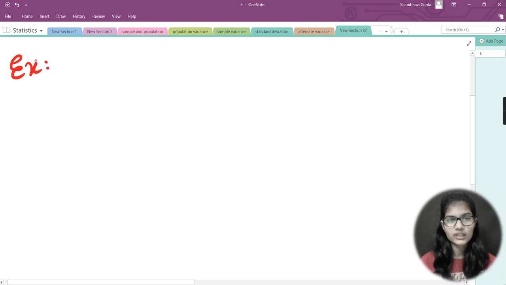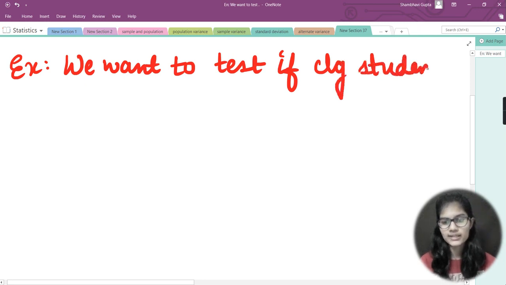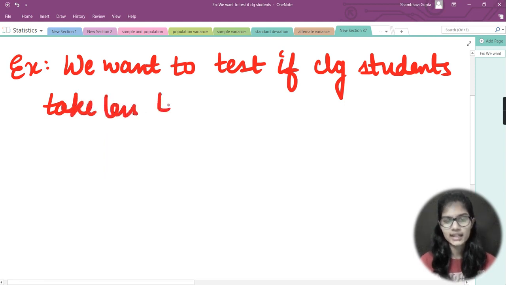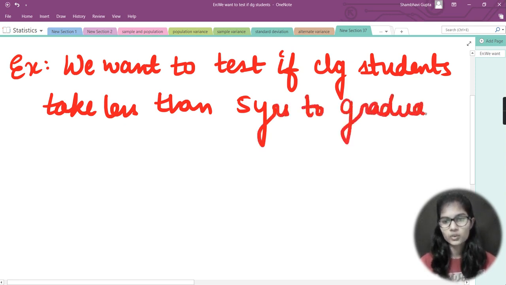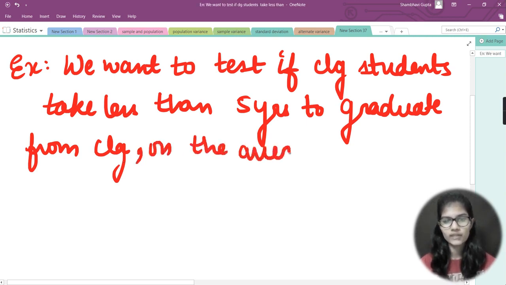Okay, so my example goes like this. Let's say we want to test if college students take less than 5 years to graduate from college on the average. Okay, that is basically on the average, right?